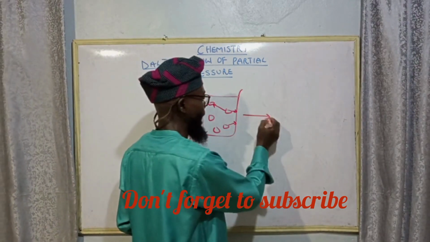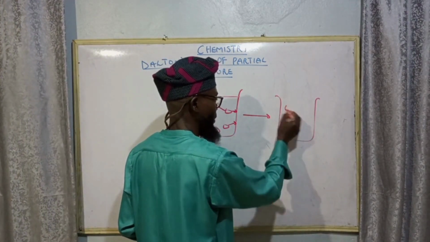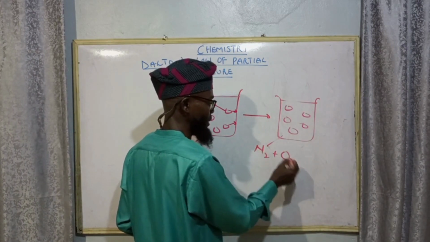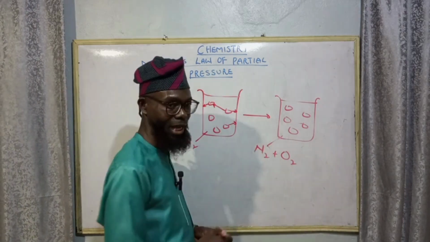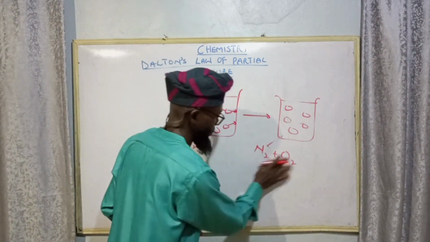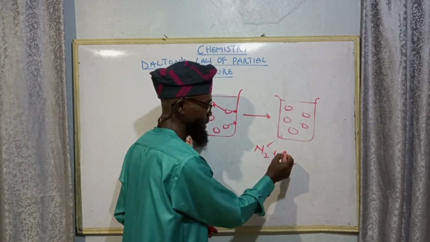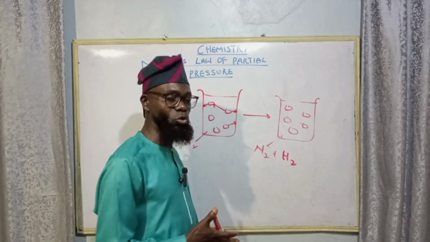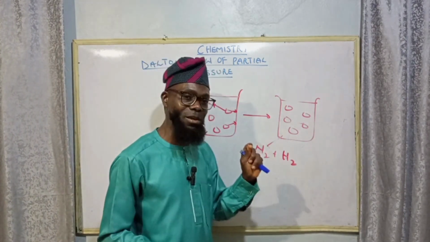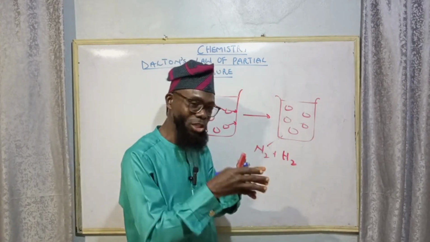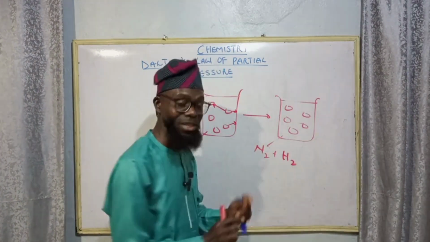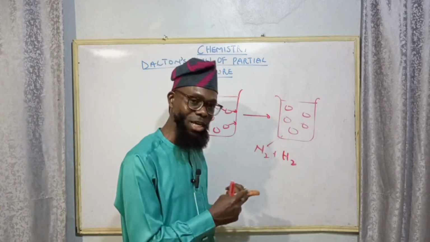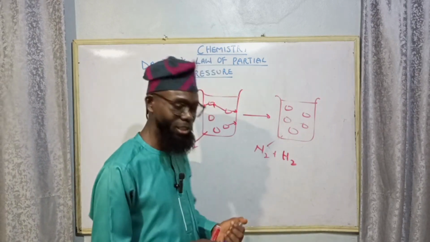But when we now have a mixture of gases here, say nitrogen and oxygen, this mixture does not react. Let's say we have nitrogen and hydrogen. This mixture does not react in this place. Since they do not react, each of these gases exerts its own pressure on the wall of the container. Then we call it a partial pressure. So partial pressure of nitrogen and also partial pressure of oxygen.